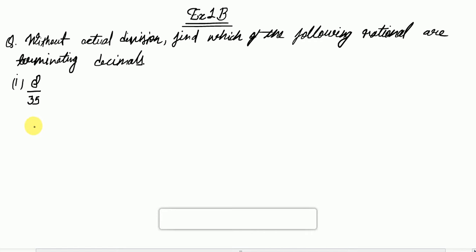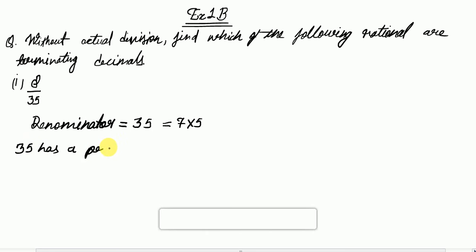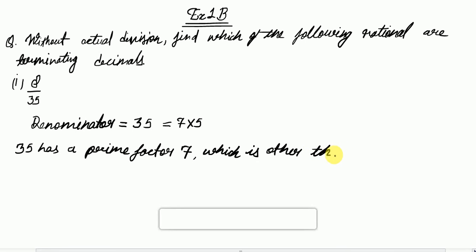So the denominator of this is 35, and 35 can be written as 5 times 7. So 35 has a prime factor 7, which is other than 2 and 5. 2 and 5 से other than है.